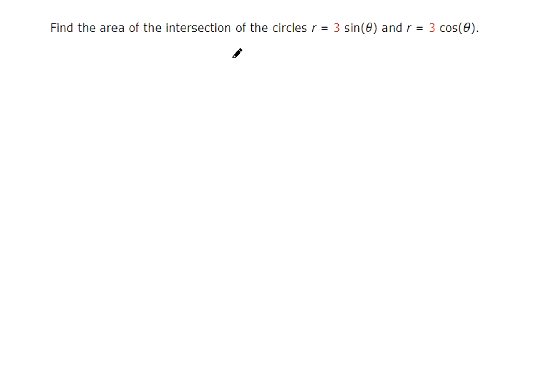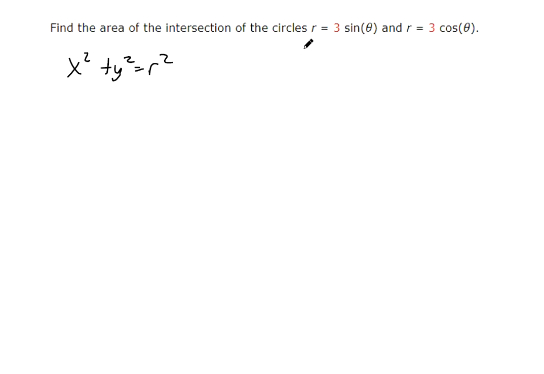We're supposed to find the area of intersection for these two circles. So a good idea would be to look at the graph of these two circles, and if you wanted to do that without the use of technology, you could. It would take some time. We have that x squared plus y squared equals r squared. So that's a converting equation we could use to put it in Cartesian form.